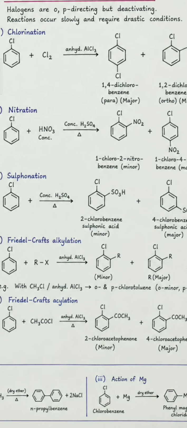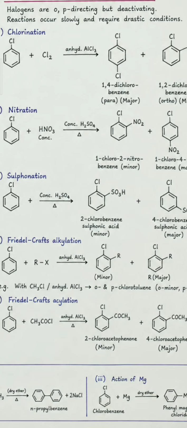Example, when chlorobenzene is treated with CH3Cl in the presence of anhydrous AlCl3, it gives ortho and para chlorotoluene. Ortho minor, para major one.